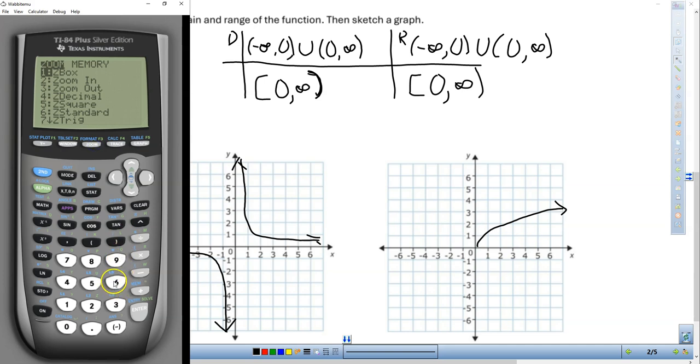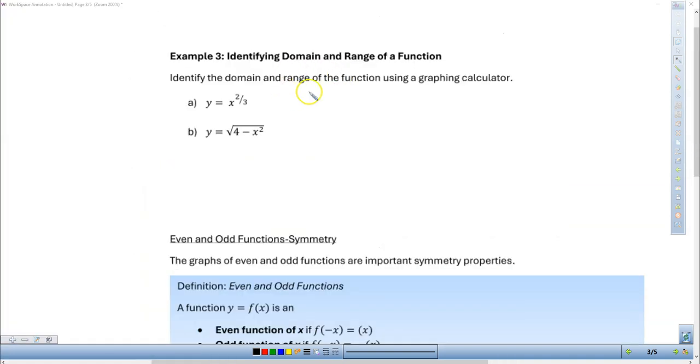And let's make sure this is set to the standard. And you can see here is our 1 over x function, and here's our square root of x function. All right, so let's define the domain and range now, but using a graphing calculator.